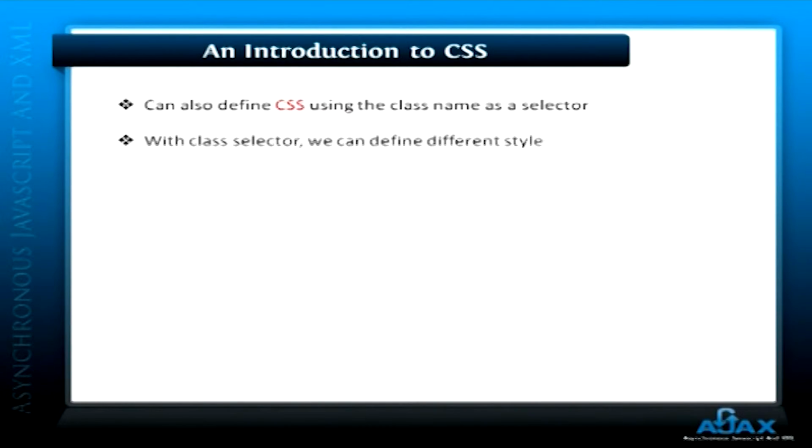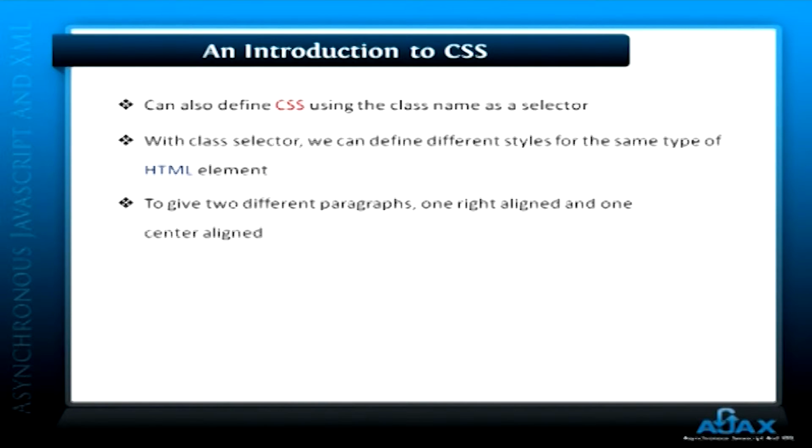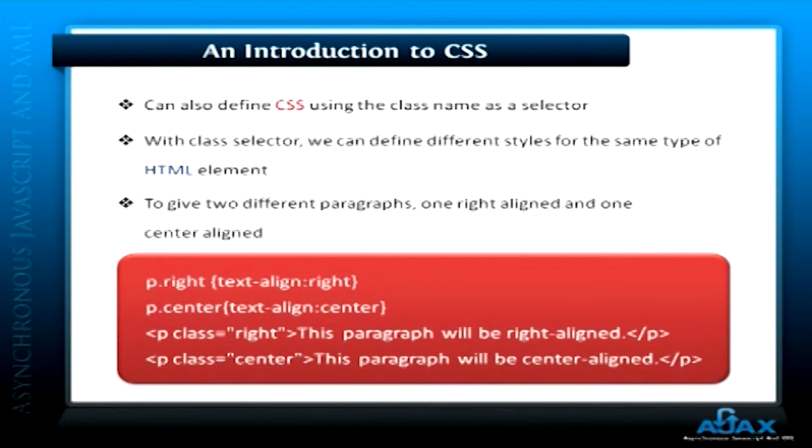So with this class selector, we can define different styles for the same type of HTML element. Let's say we would like to give two different paragraphs, one right-aligned and one center-aligned. Let's see how we can do this. In this case, we have to use the class attribute to access the particular HTML element. Now look at these lines. This paragraph tag has a class name right. So here we used this class name and assigned some property.